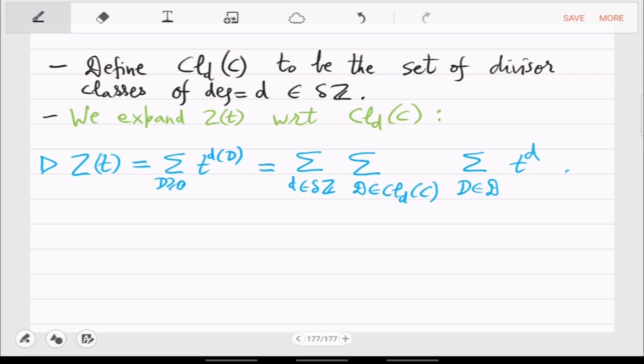So this is a longer expansion, and we do it in three parts: fix the degree, fix the class, go inside the class. We now study the two inner sums.